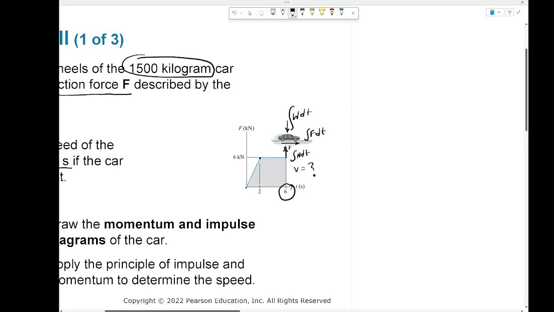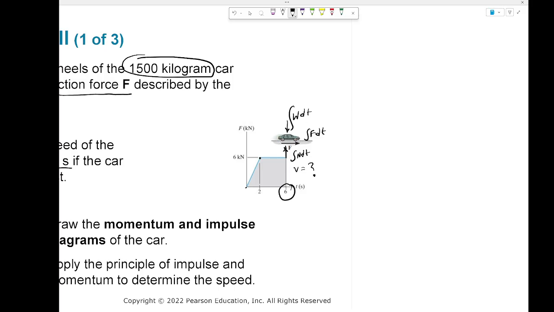Now there is the momentum part as well, with two velocities. At 6 seconds there is a velocity v that you have to find, and at the initial time there is another velocity. You can say the car starts from zero, because the traction force is zero at 0 seconds. So initially the velocity is zero. At 6 seconds, you have to find the velocity. Do you understand? All right, that's pretty much it.